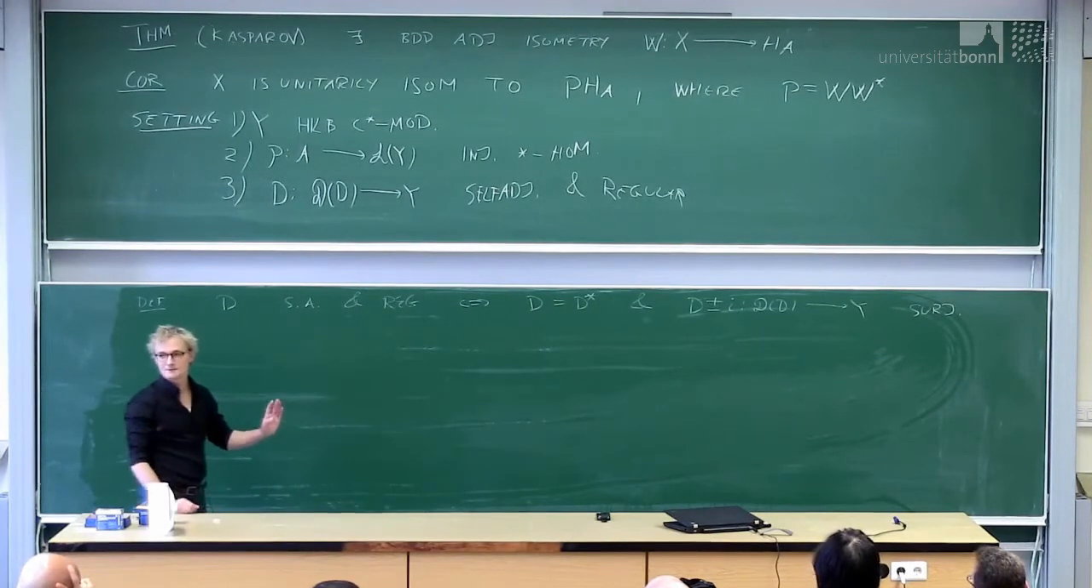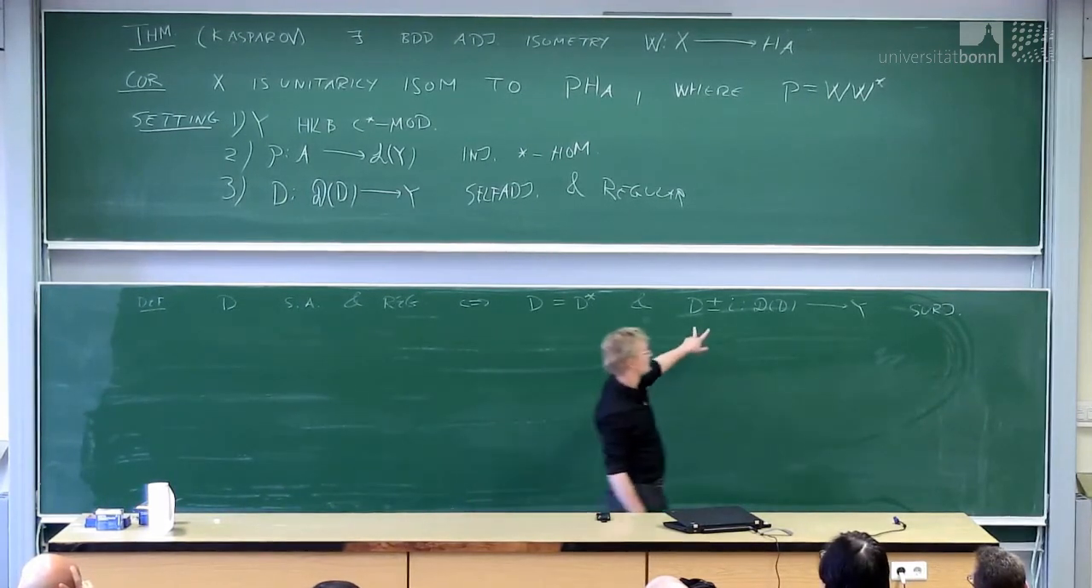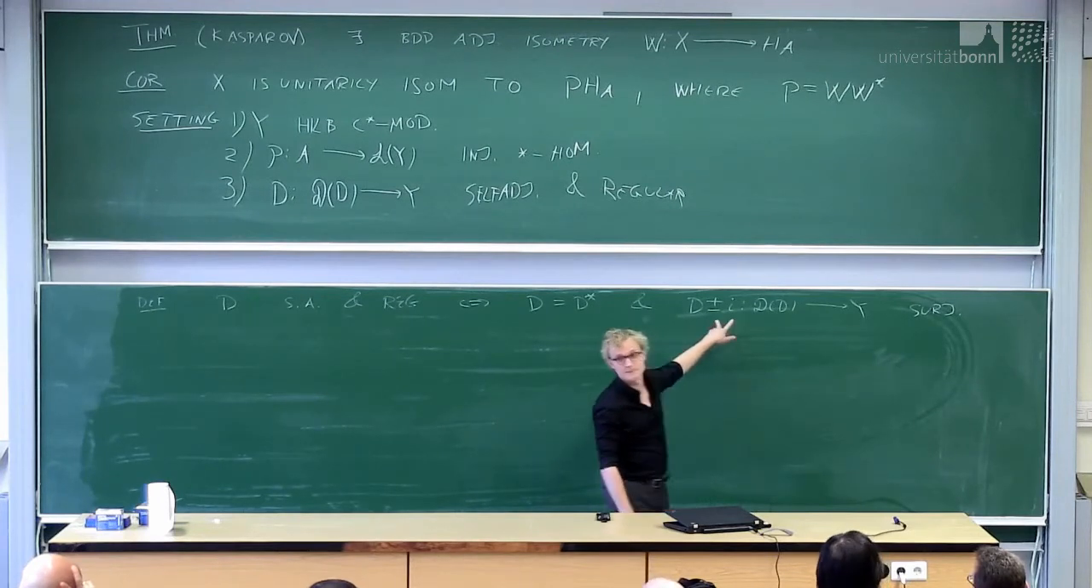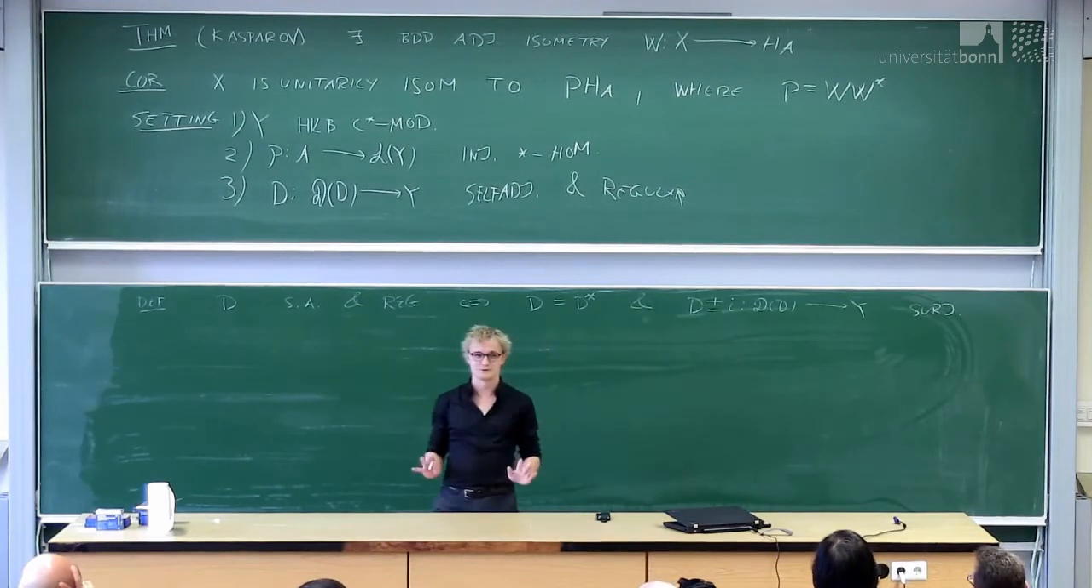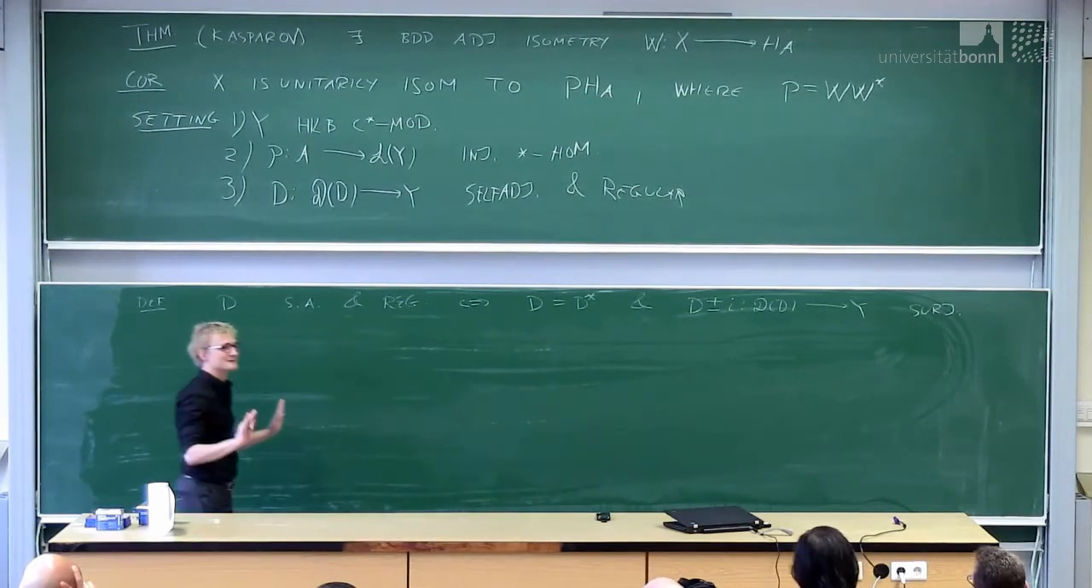But for Hilbert C-star modules, there are examples where these two operators here are not surjective, even though the unbounded operator is self-adjoint. So you need this extra assumption if you want to do functional calculus, for example. So it's really necessary to use it.